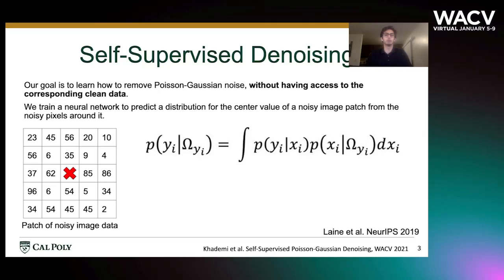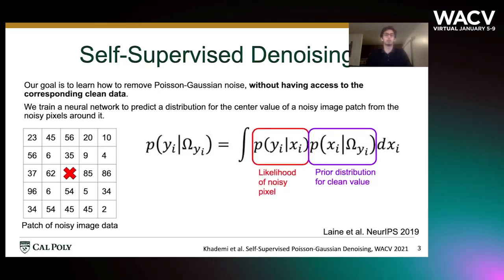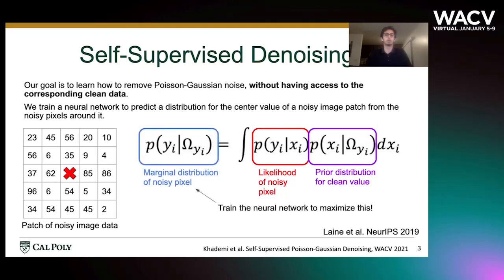In our work, we use the blind spot neural network proposed by Lane et al. This network learns to predict a distribution for the center value of a noisy image patch from the surrounding neighborhood of noisy pixels. We use a Gaussian distribution as our prior and select our noise model to be a Poisson-Gaussian distribution. Then we train our neural network to maximize the marginal distribution of the noisy pixel.